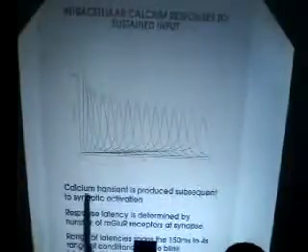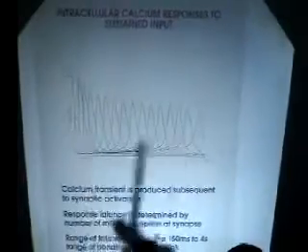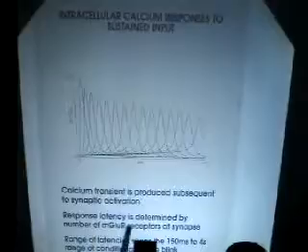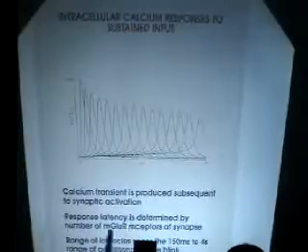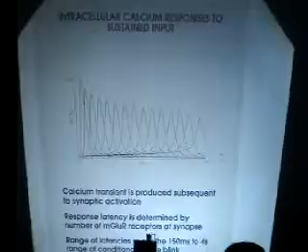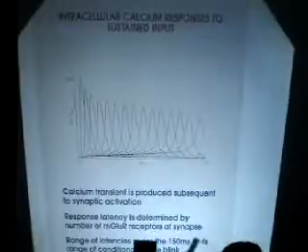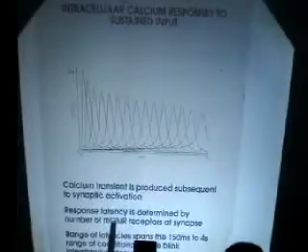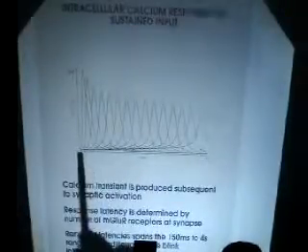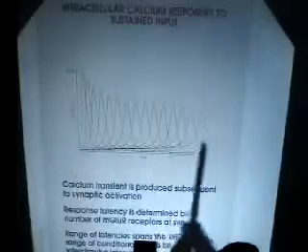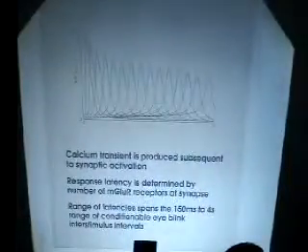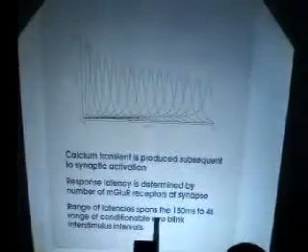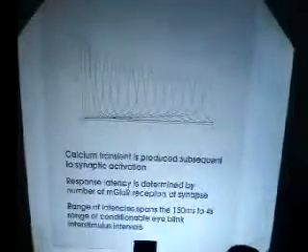So the claim is that a calcium transient is produced subsequent to synaptic activation, and the response latency of that calcium transient is determined by the number of these metabotropic receptors at a synapse. And so you have a kind of gradient of receptors, and that gradient of receptors in space translates into a gradient of sampling intervals in time. And the range of latencies can span hundreds of milliseconds to a few seconds.